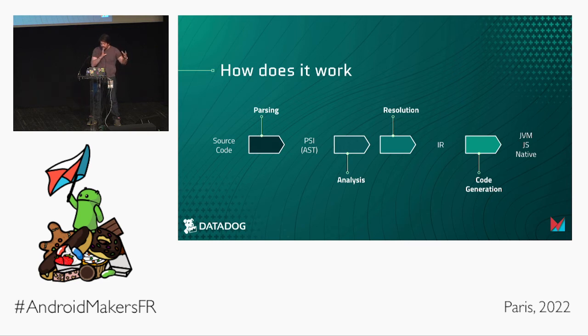And eventually, you get to this IR, internal representation. It's still a syntax tree, but it's specific to Kotlin, meaning that it's the most Kotlin syntax tree that you can have. And the last step, depending on which target you're using Kotlin for, is going to generate JVM bytecode, JavaScript, or native code.